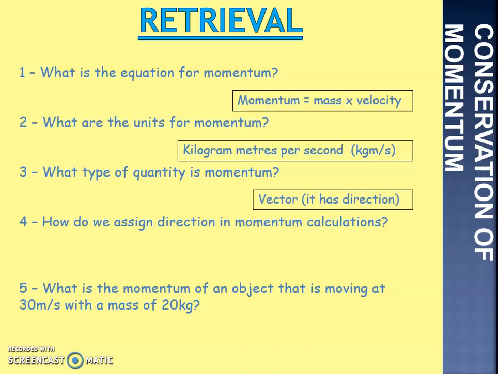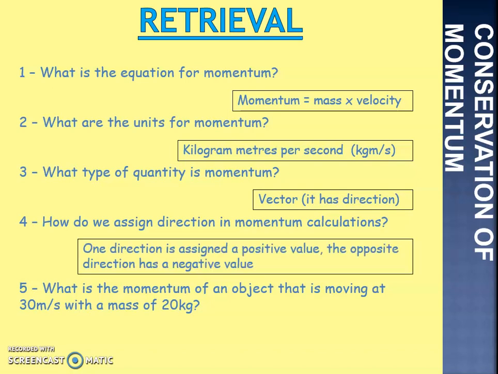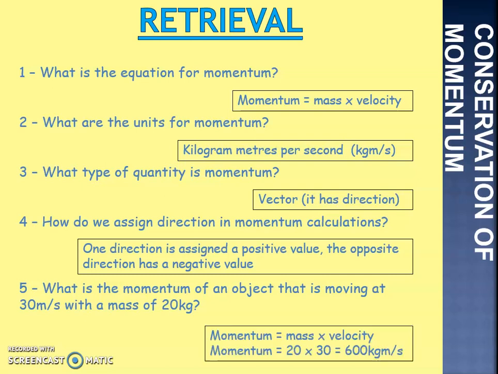How do we assign direction in momentum calculations? Well, one direction is assigned a positive value and the opposite direction has a negative value. What's the momentum of an object that's moving at 30 meters per second with a mass of 20 kilograms? That would be 20 times 30, giving us a momentum of 600 kilogram meters per second.